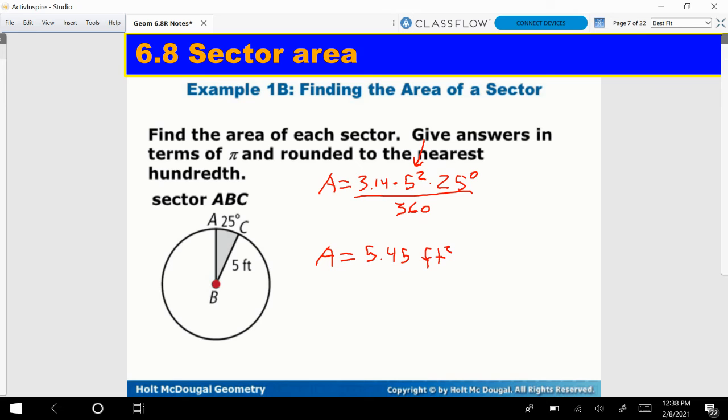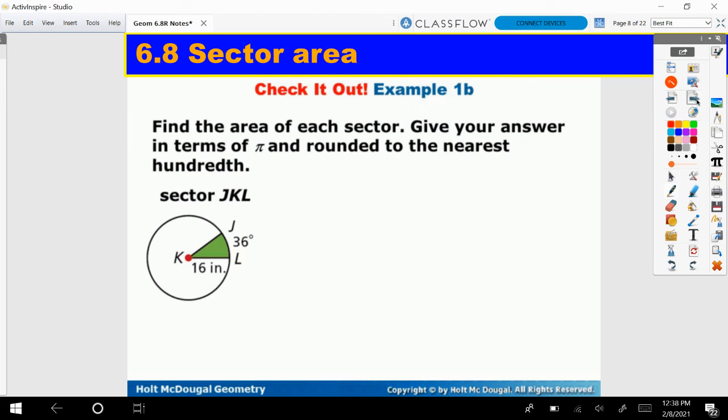I'm going to have you guys try one on your own, see what you come up with. Take a look at that, see what you can calculate for the area of the sector, and then we'll check your answer here in just a minute. Pause the video, do your calculations, and then we'll see what you come up with.